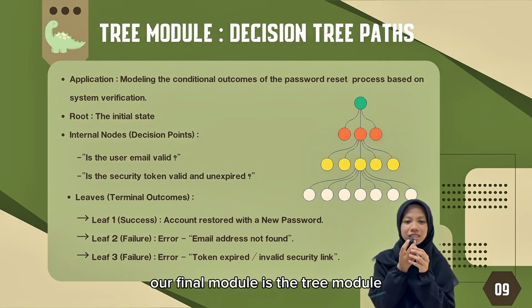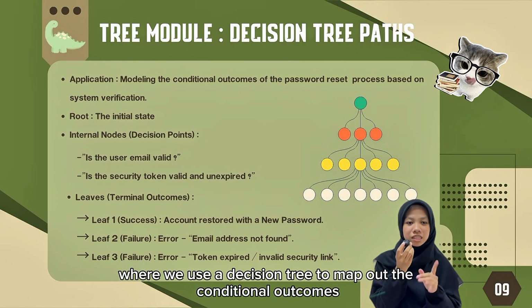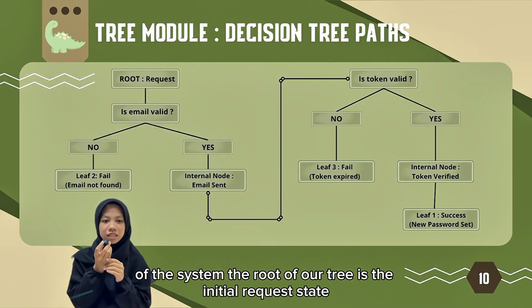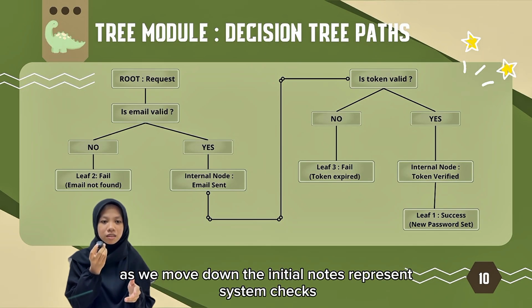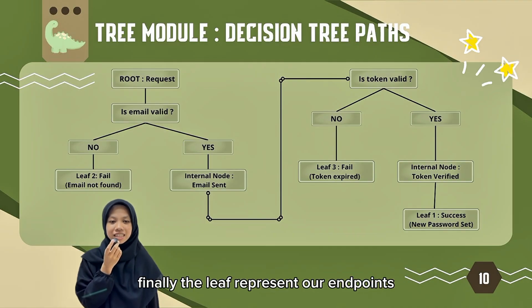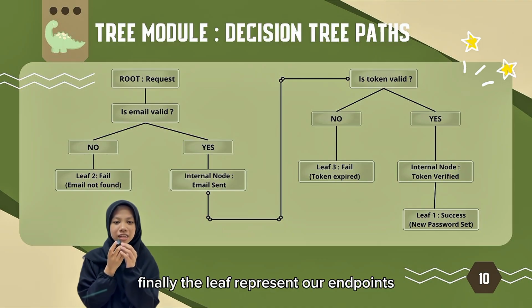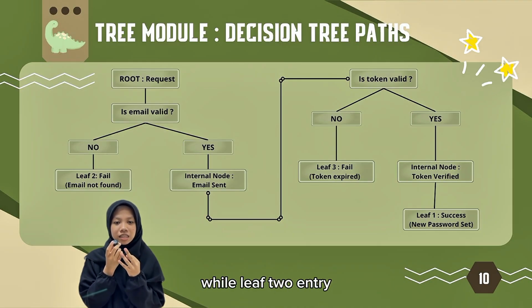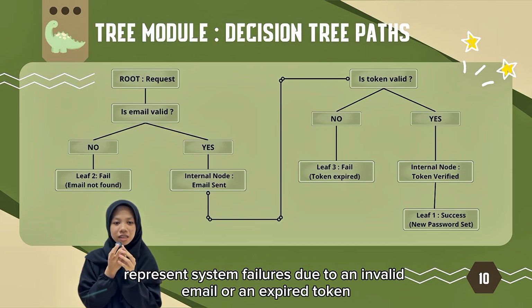Our final module is the tree model, where we use a decision tree to map out the conditional outcomes of the system. The root of our tree is the initial request state. As we move down, the internal nodes represent system checks, such as is the email valid or is the token expired. Finally, the leaves represent our endpoints. Leaf 1 is a successful password reset, while leaves 2 and 3 represent system failures due to an invalid email or an expired token.